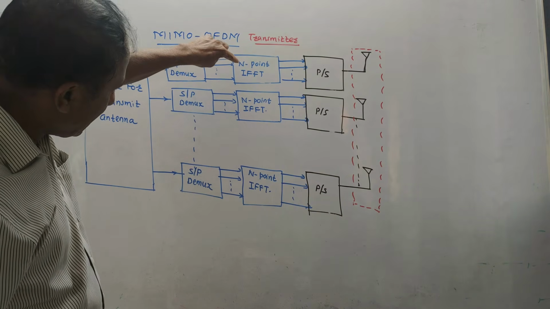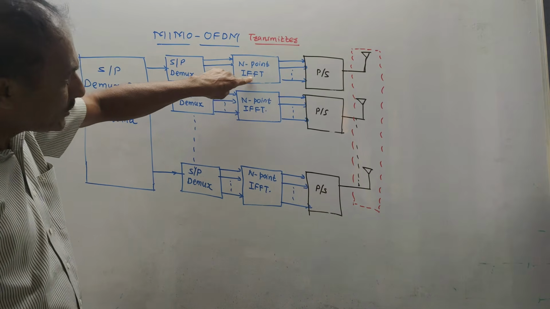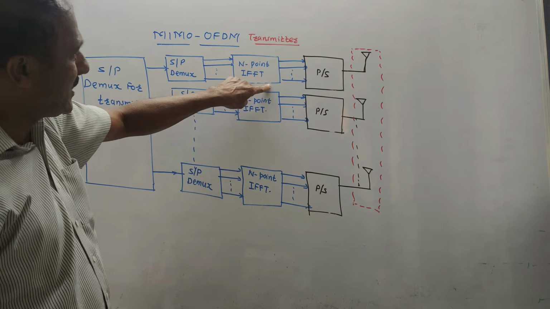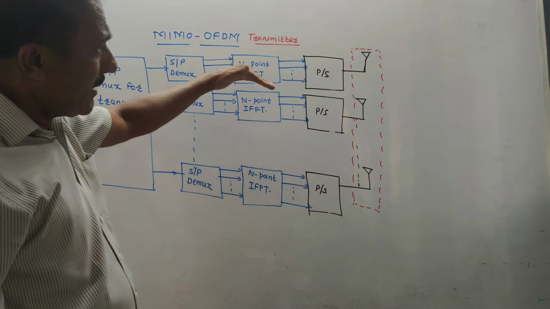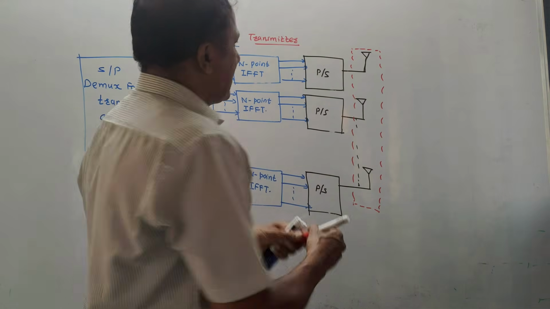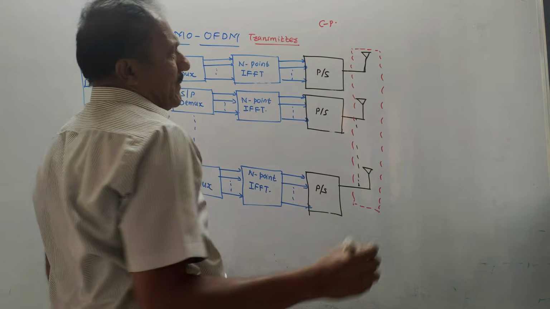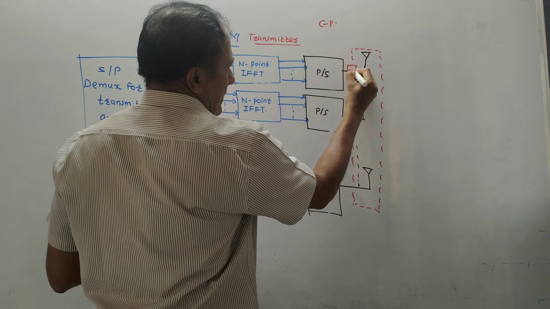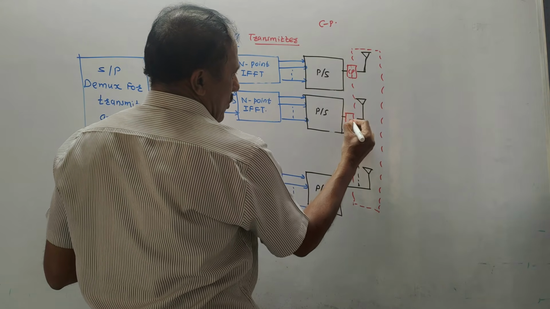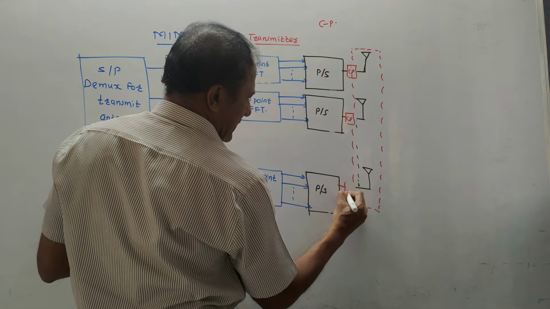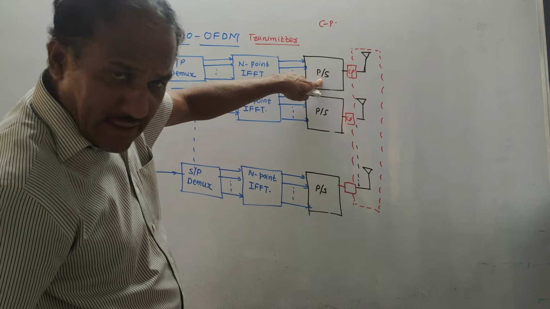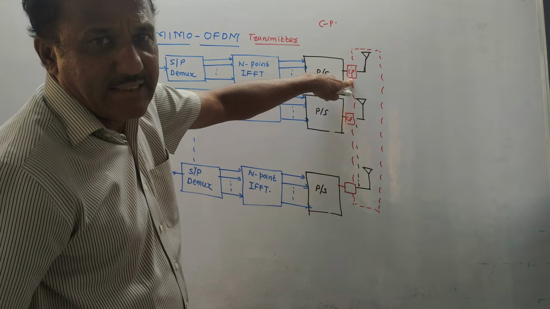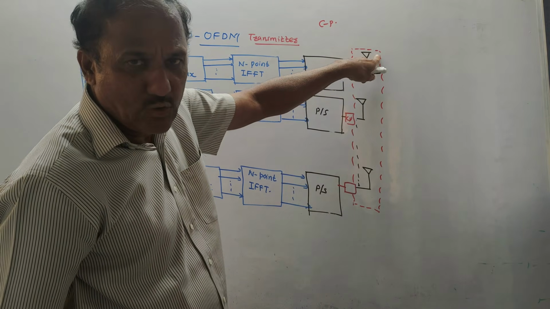Then the signal is passed through an inverse fast Fourier transformation, called the n-point IFFT. Then we need to add the CP, that is the cyclic prefix. If you want, you can add one block after this, or just mention it in the answer. To add the cyclic prefix, you again convert P/S, that is parallel to serial, then the cyclic prefix is added, and then the signal is given to the transmitting antenna.